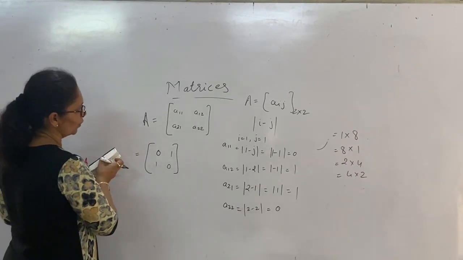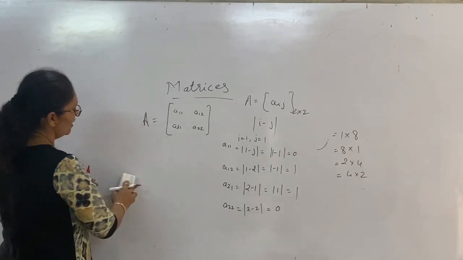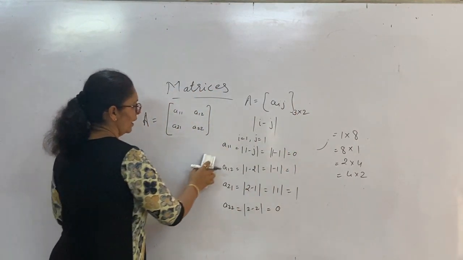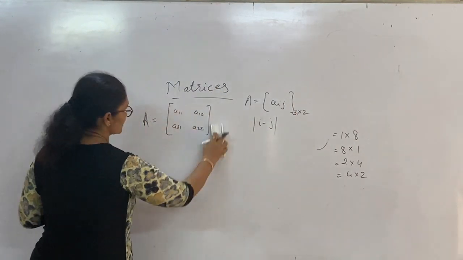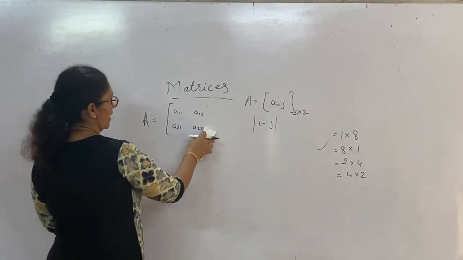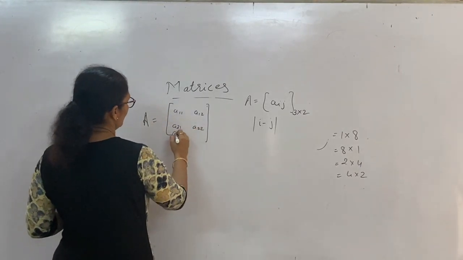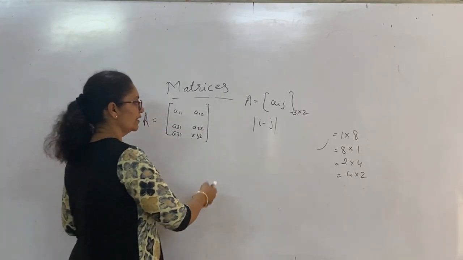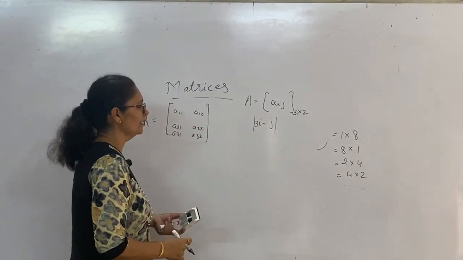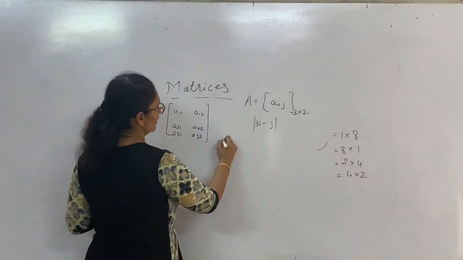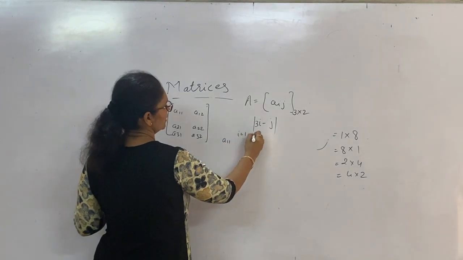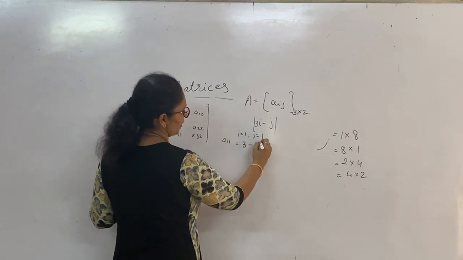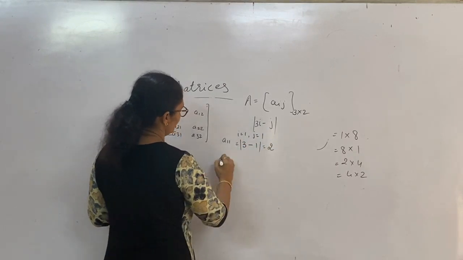In the same way, let's take one more example. If we make a matrix of 3 by 2, that means 3 rows and 2 columns. So the columns are the same, we have to add rows. Again the condition we will change: 3 times i minus j. So let's start with a11. i is 1, j is 1. So 3 ones are 3, minus 1, 3 minus 1 will be 2.